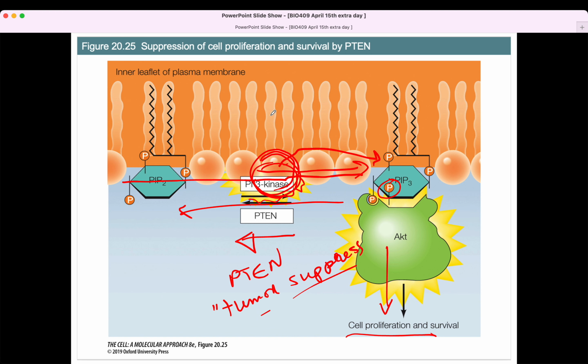So PI3 kinase could be considered an oncogene because when mutated, it could contribute to out-of-control stimulation of the cell cycle. PTEN would be considered the opposite, or a tumor suppressor. So we could get a mutation in the PI3 kinase gene, and we could get out-of-control cell proliferation. We could get a mutation in PTEN, and that also could contribute to cancer because we're no longer shutting off this PI3 kinase pathway.